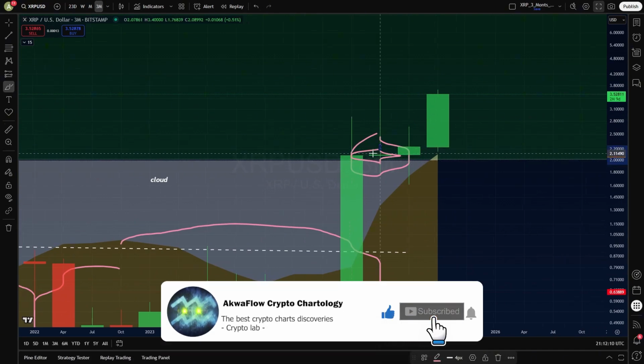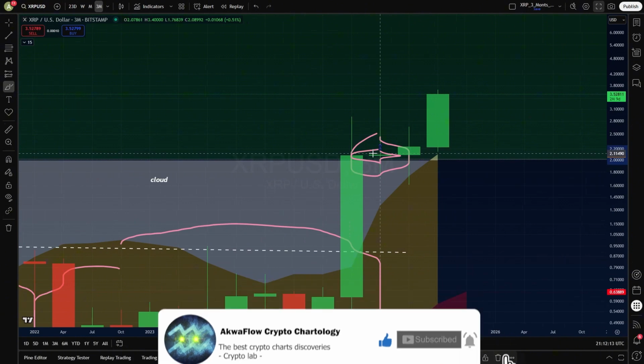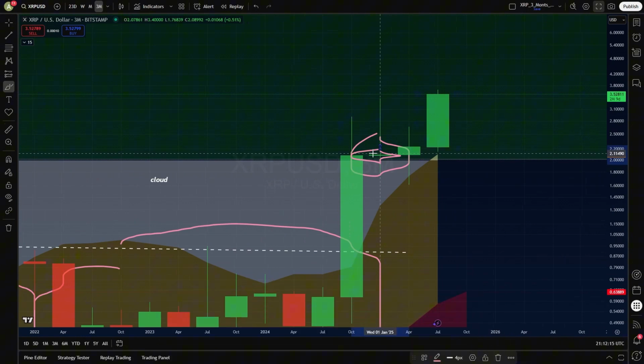And you cannot just use this kind of analysis on a 1 hour time frame because it's not as powerful. It's because it's on a longer time frame, on the 3 months time frame, that this is so relevant, because it takes months and even years to play out.